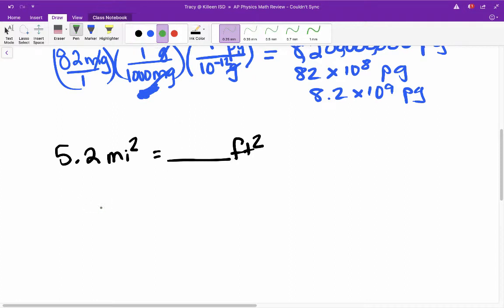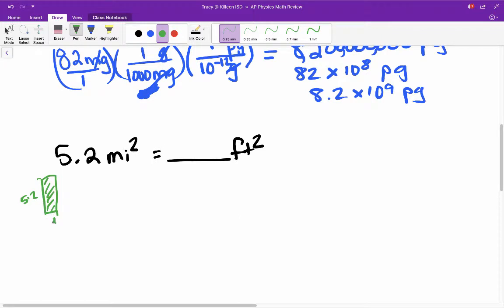So let's say you're trying to convert 5.2 square miles and figure out how many square feet that is. Now, you have to be careful with your units: this square is not on the 5.2. The square is on the miles, which means it would be 5.2 in this direction, but only 1 in this direction. So that area there is 5.2 square miles.